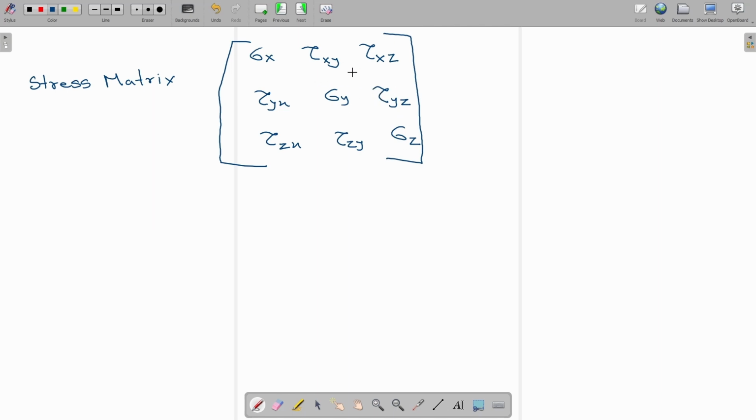Therefore, we can see from the general equation obtained, tau mn is equal to tau nm. Therefore, this one and this one are equal, this one and this one are equal, this one and this one are equal. It signifies that the entire matrix is symmetrical. It signifies that the matrix is a symmetric matrix.